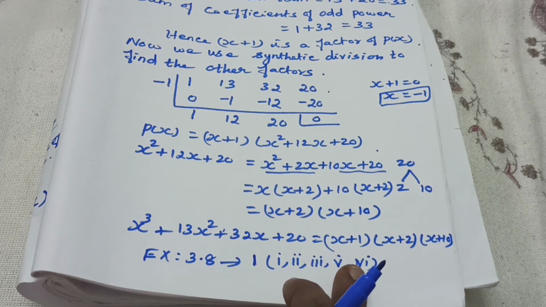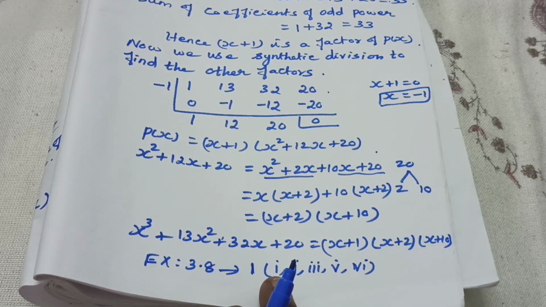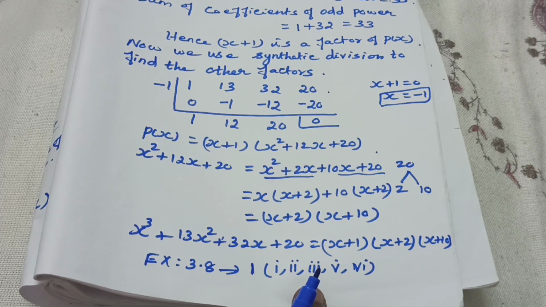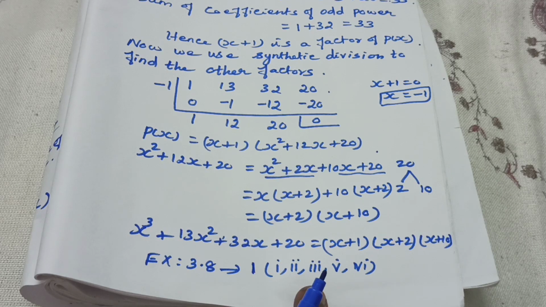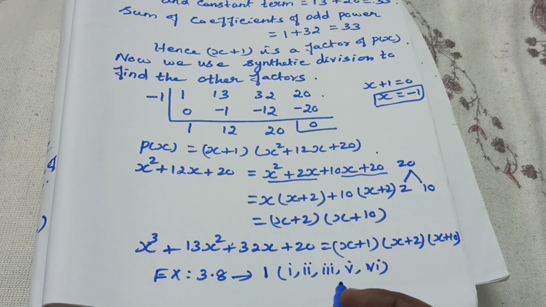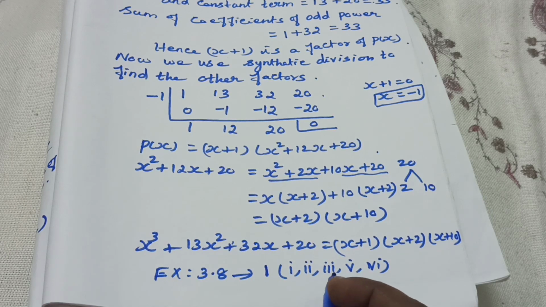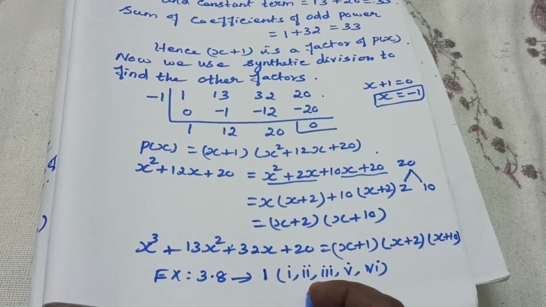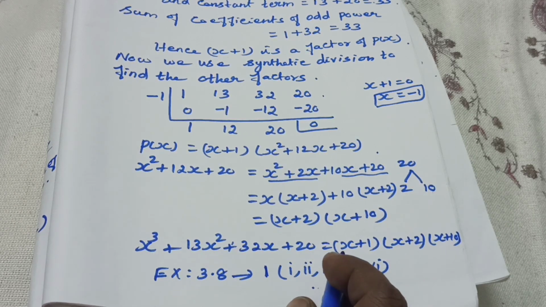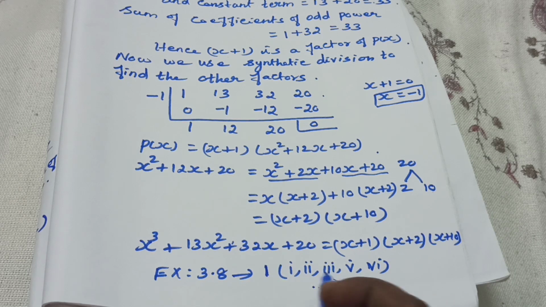The same model. First one is what? X cube minus 3x square minus 10x plus 20. For this one, first we have to check whether x minus 1 is a factor or not. Suppose this is not a factor, then I have to check whether x plus 1 is the factor. X plus 1 is the factor means what's the condition you say? The sum of the coefficients of even powers of x with the constant is equal to the sum of the coefficients of odd powers. If both are equal, then x plus 1 is the factor, you write it.